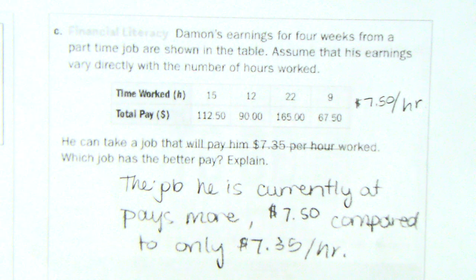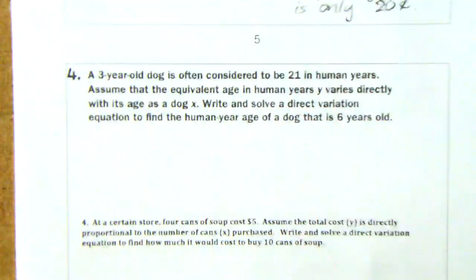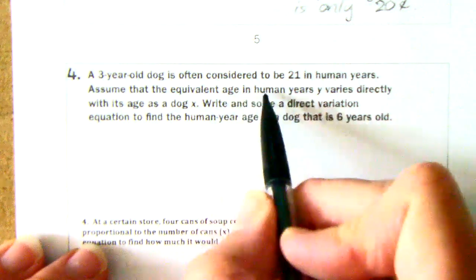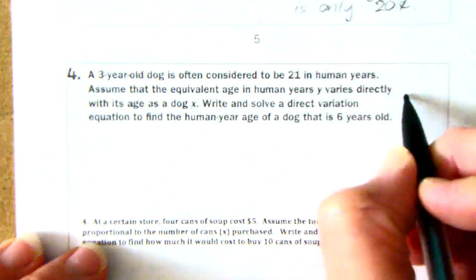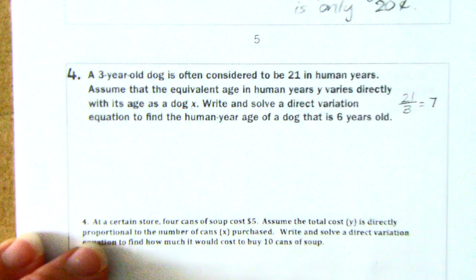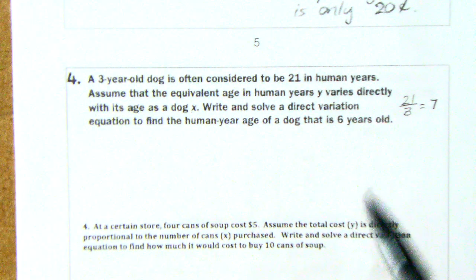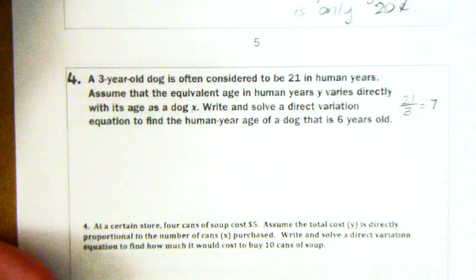All right. Take a look at slide number 7. A 3-year-old dog is often considered to be 21 years in human years. We talk about that, 7 years for every dog year, because they don't live as long. So assume that the equivalent age in human years varies directly with its age as a dog. So that would mean 21 over 3, in other words, 7. So write a direct variation. You guys could have done this problem without writing a direct variation. You simply take 6 times 7. But half of this lesson is going to be writing the direct variation.